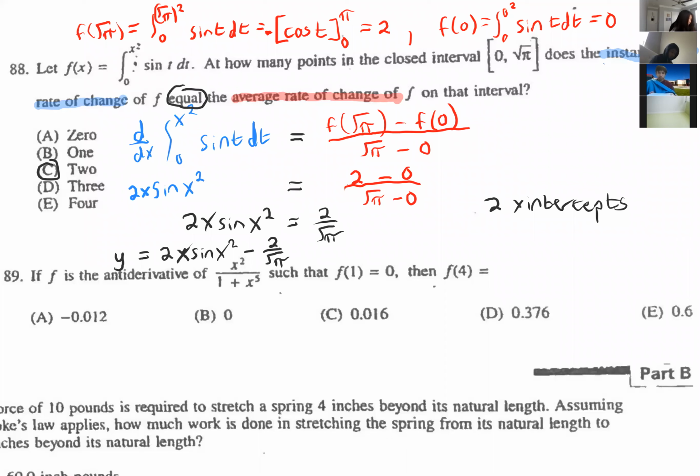So again, that was a good problem because it forces you to make connections, and that is a big idea of the AP test. Here you're making a connection between the instantaneous rate of change and the average rate of change and showing that they're the same at two different points, two different values for t. Okay, so other questions on this page?